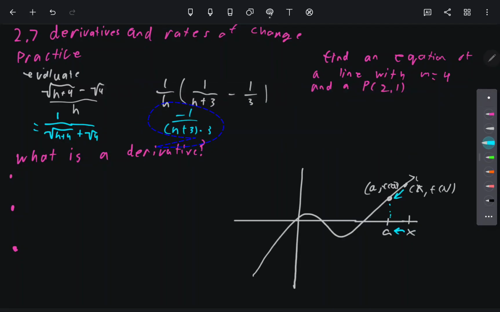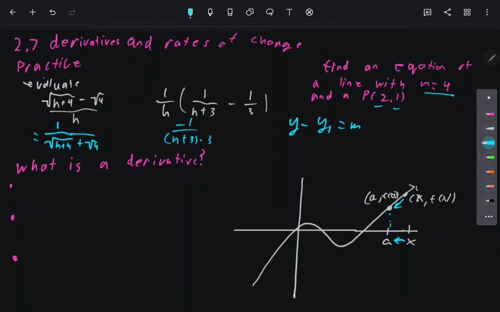So this last problem that I have for practice is just making sure you know the point slope form of a line. So we just need to know the slope, which we have here, and a point. So it goes as such: y minus y1 is equal to m times x minus x1. So if we were to plug in all of the values that we know, we have y minus y1, which is 1, is equal to 4 times x minus 2. And that's going to be point slope form.